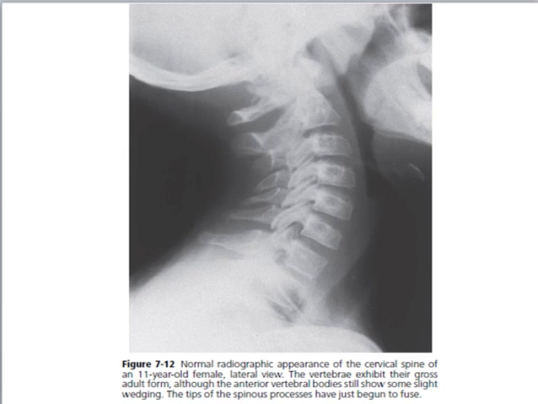This is a normal radiographic appearance of the cervical spine of an 11-year-old female, and this is a standard extension view or lateral view. In the lateral view with extension, you can clearly see the vertebral bodies, the spinous processes, and the facets, and you can see the gaps between the facets, which indicate the presence of cartilage. They have a typical appearance, to some extent a bow tie appearance, and this is a normal radiograph.